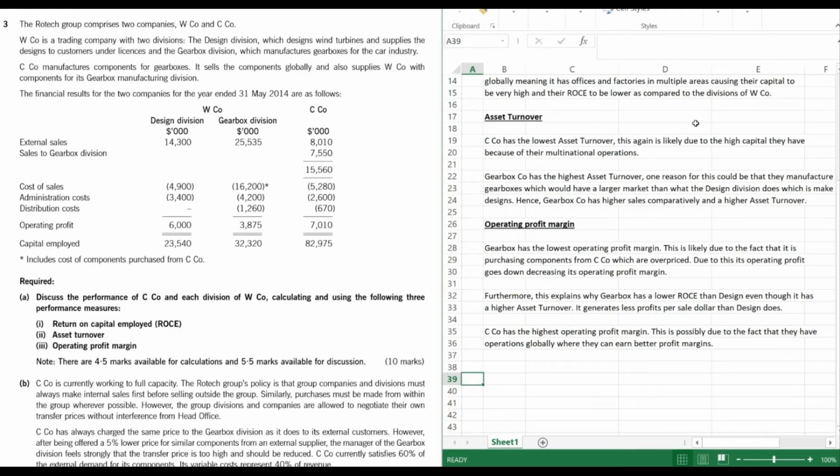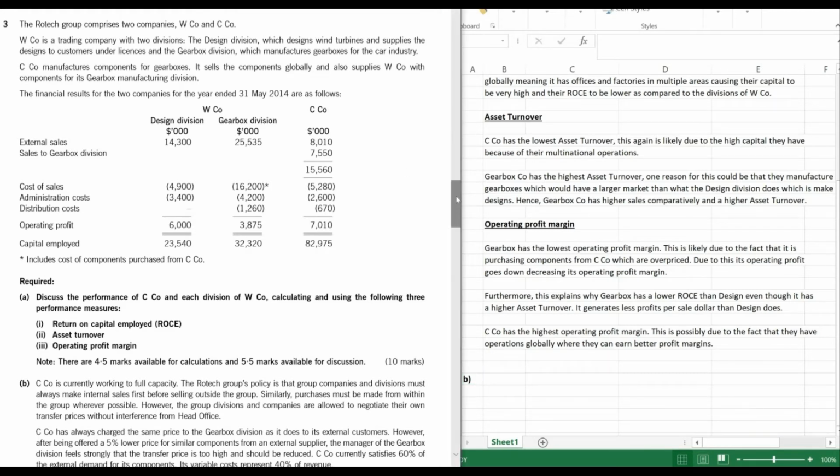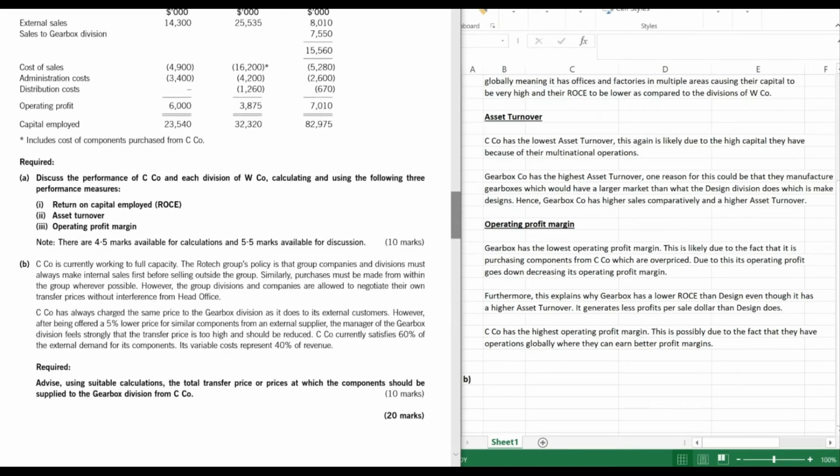The video is getting pretty long, so I don't want to spend too much time. Part B is a transfer pricing question, okay, and it's very good from a conceptual point of view. We'll start with the requirement again. Advise using suitable calculations the total transfer price or prices at which the components should be supplied to the Gearbox division from CCO. Whenever they say advise the transfer price, whether they mention using suitable calculations or not, usually they do, immediately think minimum transfer price, maximum transfer price.